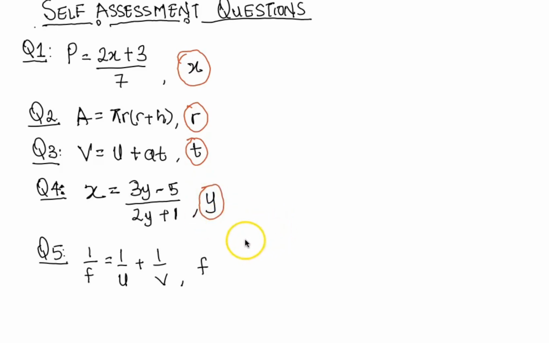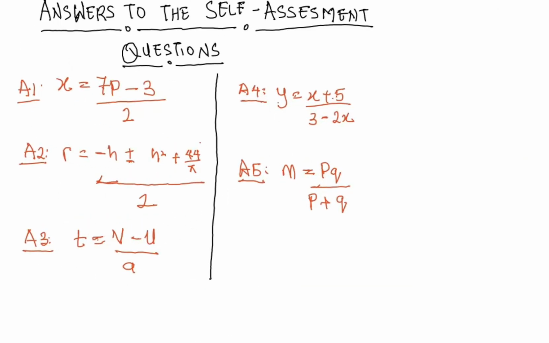And in the last question, you have 1 over f is equal to 1 over u plus 1 over v. In this case, you are going to make f the subject of the formula. So here are the answers to the self-assessment questions.